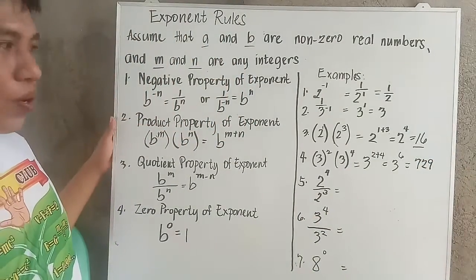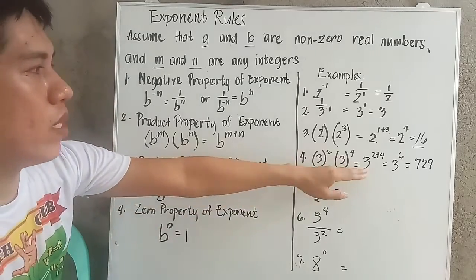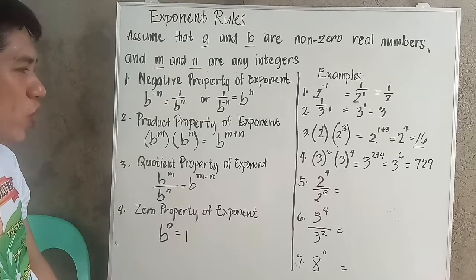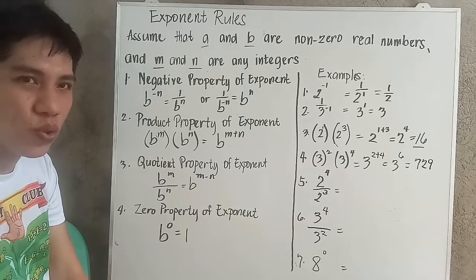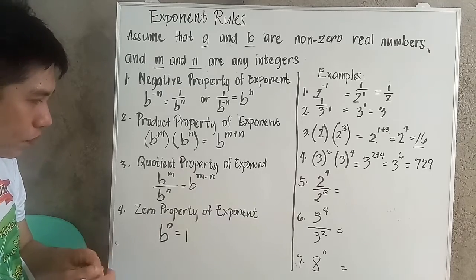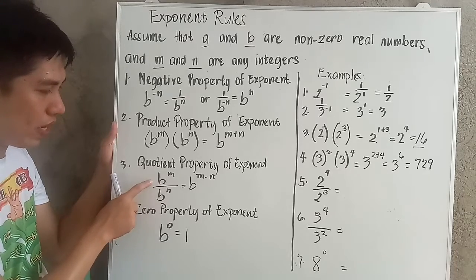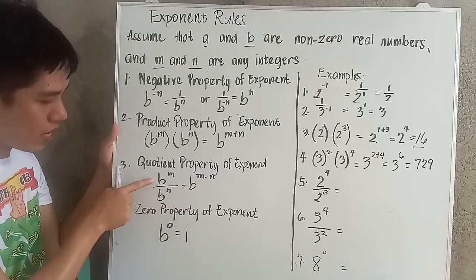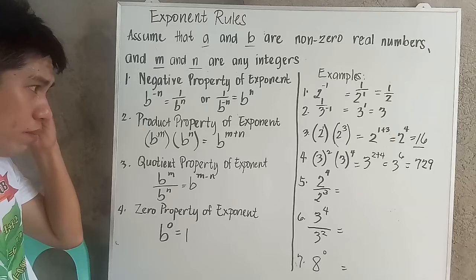So that is how we are going to apply this property from these numbers or values. So in number 3, we have the quotient property of exponent. So take note, quotient, these would be the answer when we will be dividing numbers. So in this case, the quotient of this value, b raised to the power of m and b raised to the power of n, our base here is b, and m and n would be our exponents.